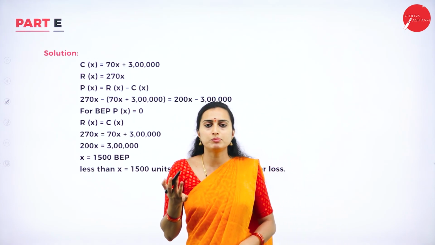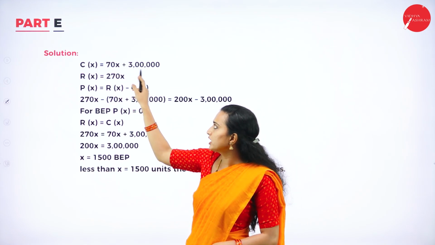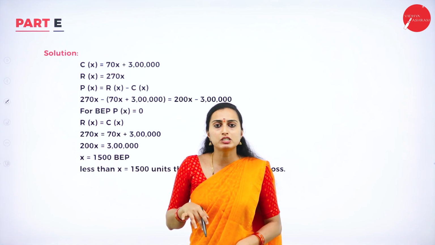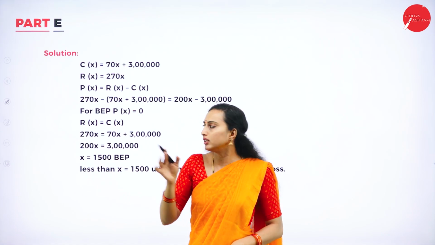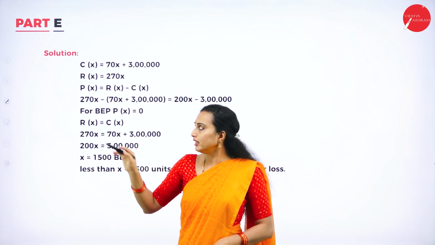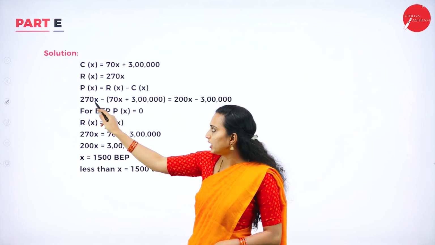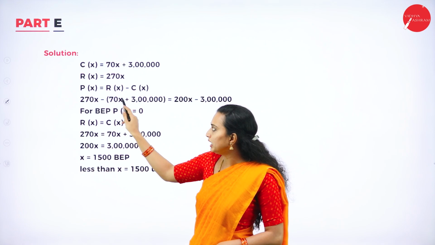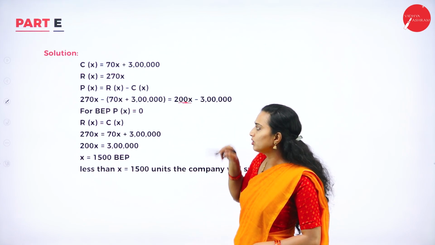C of x, you are going to take, let the number of units be x. So C of x, the cost function, is 70x plus 3 lakh. Revenue function: they are expecting their sales to be 270 rupees per unit, so 270 into x, that is the revenue function. And then P of x is equal to R of x minus C of x, which is 270x minus 70x plus 3 lakh. If you multiply the minus sign, 270 minus 70 is 200x minus 3 lakhs.